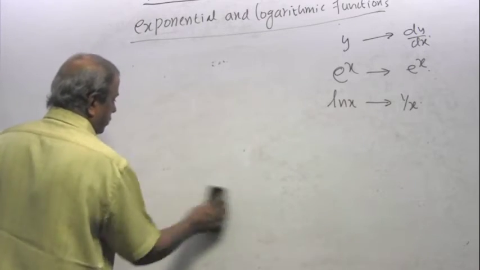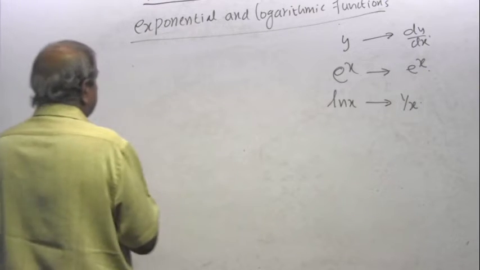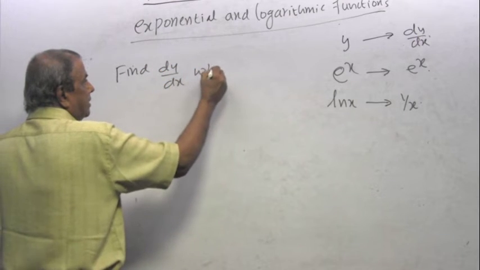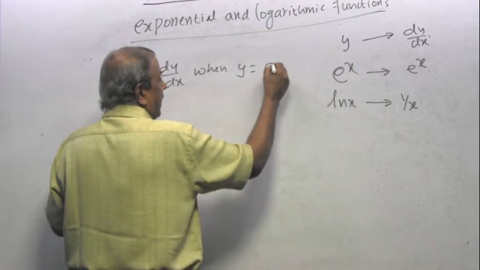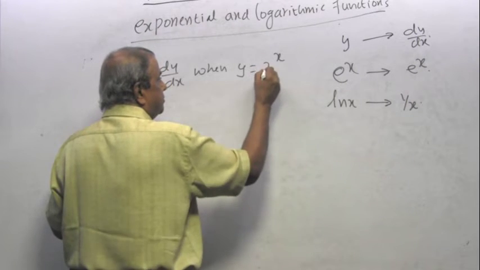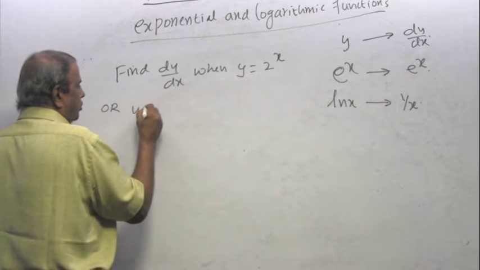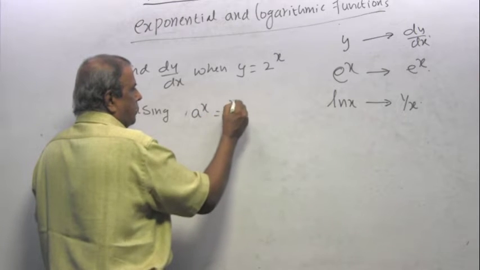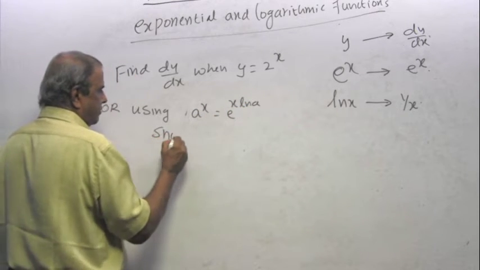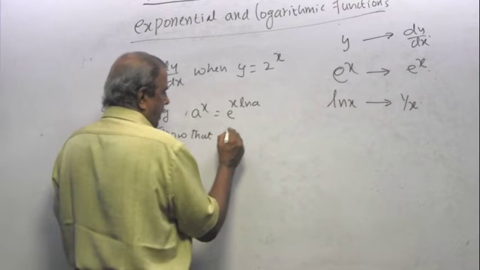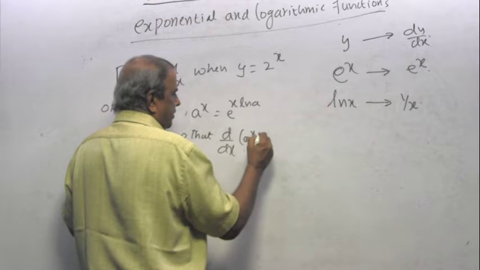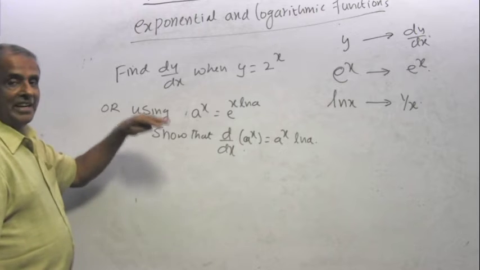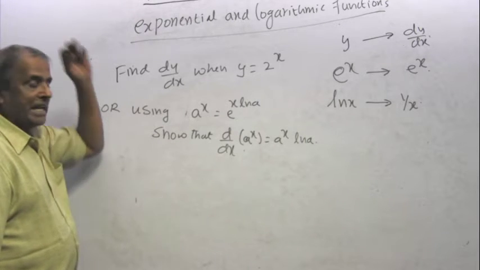Okay, sir, but no, you don't always get e power x. Find dy by dx when y equals a power x, 2 power x. Or sometimes they say, using a power x equals e power x ln a, show that d by dx of a power x equals a power x ln a. This is a standard A-level question. I've seen it so many times.